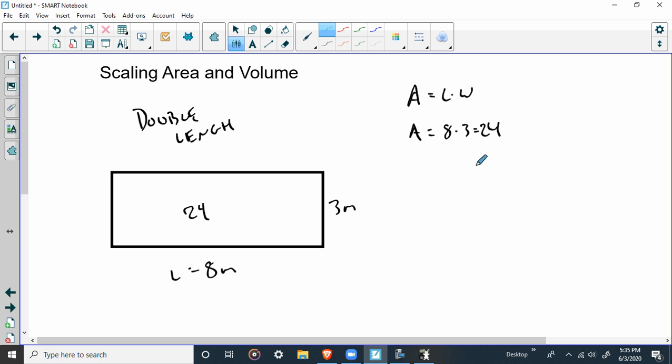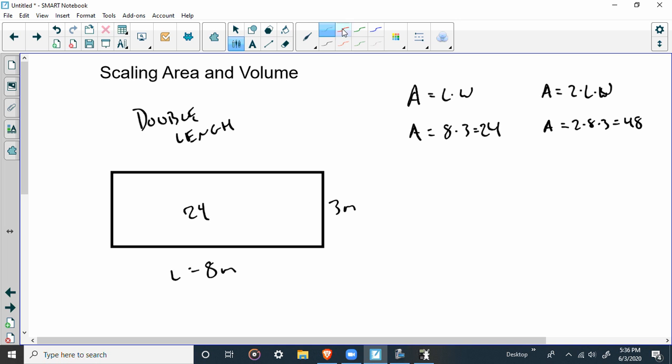Well, think about what you just did. All you did was take the area of 2 times the length times the width. There's no distribution there. I'm not distributing the 2. All I'm doing is multiplying an extra 2 in there. So what you're going to find is that your area is going to be 2 times 8 times 3, which is 48. So if I double one of my dimensions right here, what have I done? I doubled the area.